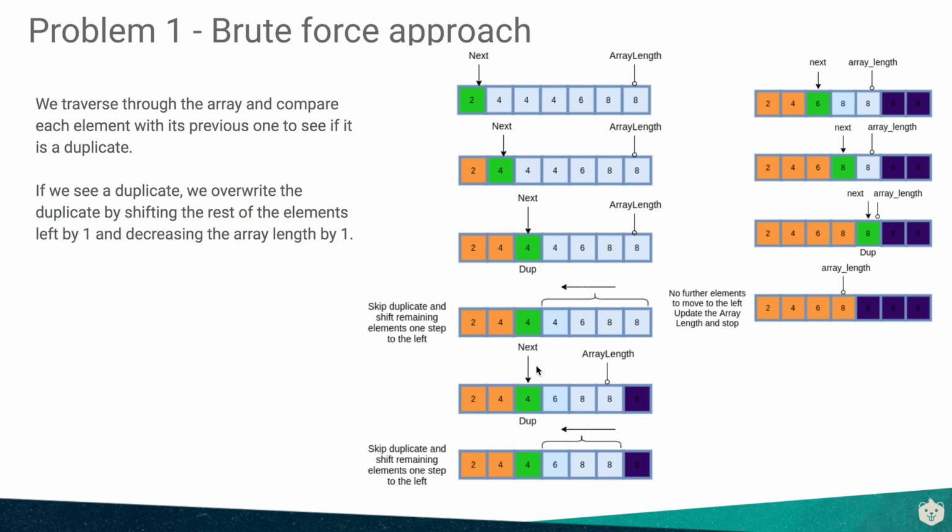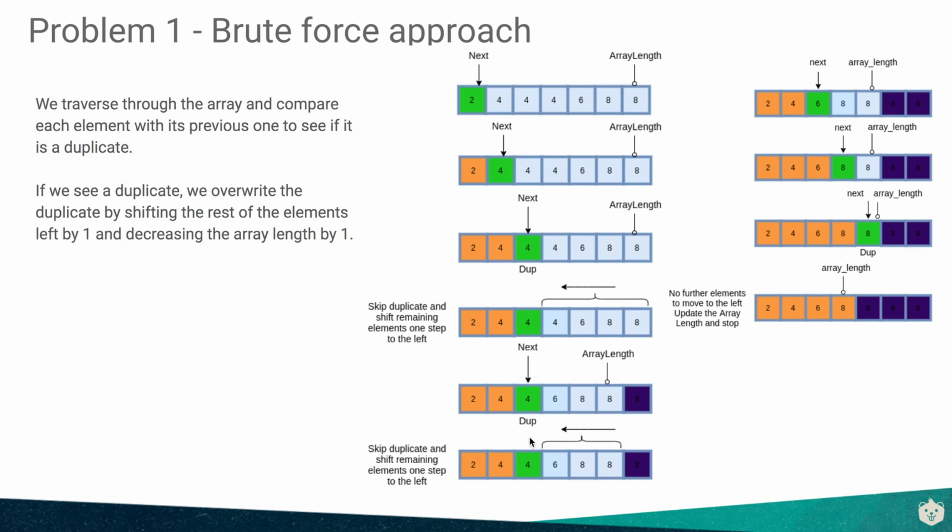Once you shift that 4, 6, 8 and 8, the last element of the array becomes immaterial. You'll be ignoring that because you've reduced the array length. So now with one duplicate removed, your array length has been reduced by 1. And you keep going further. You keep the pointer at the same place because after shifting you want to check whether the number is again a duplicate. So you keep the pointer there.